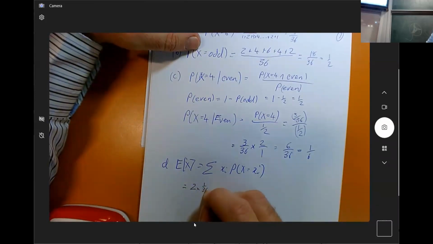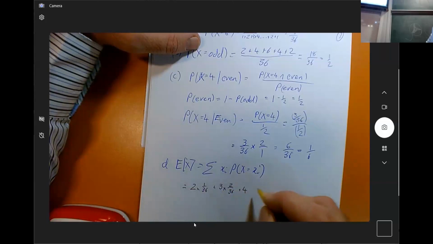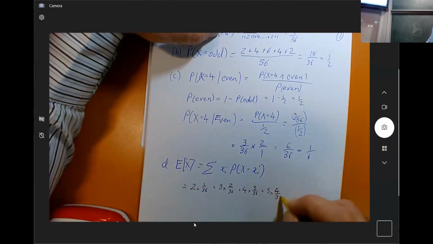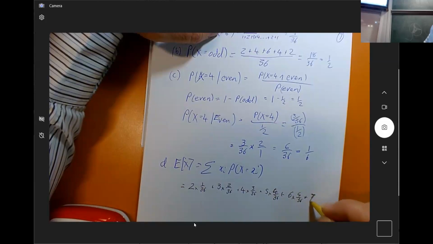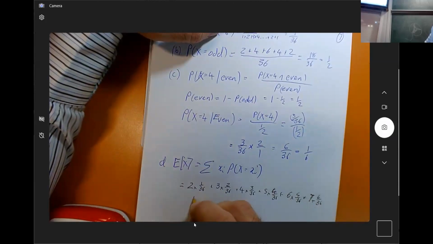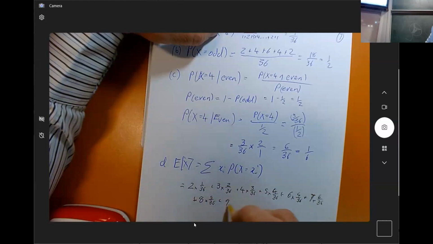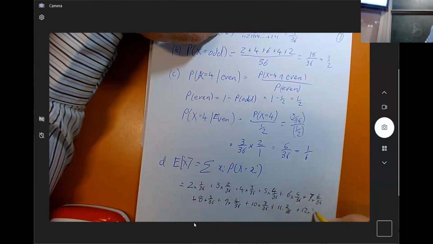the probability of 2, which is 1 on 36, plus x is equal to 3 times the probability of 3, which is 2 on 36, plus 4 times 3 on 36, plus 5 times 4 on 36, plus 6 times 5 on 36, plus 7 times 6 on 36, plus 8 times 5 on 36, plus 9 times 4 on 36, plus 10 times 3 on 36, plus 11 times 2 on 36, plus 12 times 1 on 36.